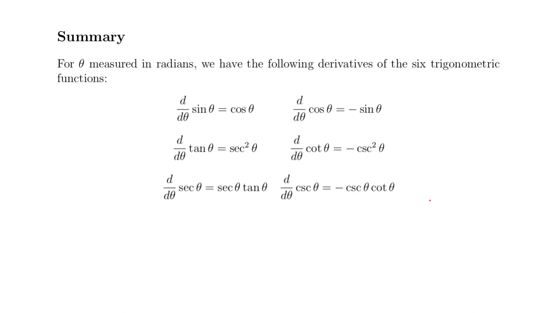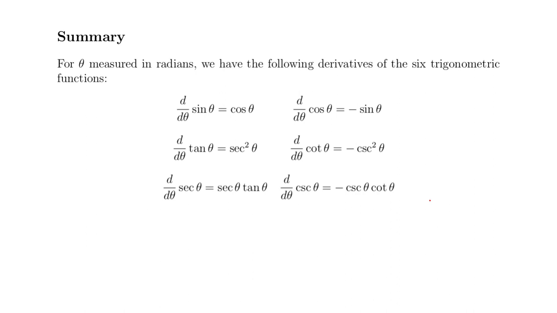You might notice some patterns here. I've got my, quote, regular functions on the left and my co-functions on the right. And notice the difference in the derivatives. The derivative of sine theta is cosine theta. The derivative of tangent theta is secant squared theta. And the derivative of secant theta is secant theta tan theta.